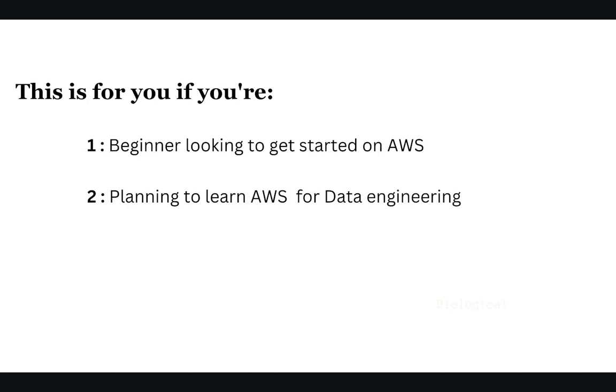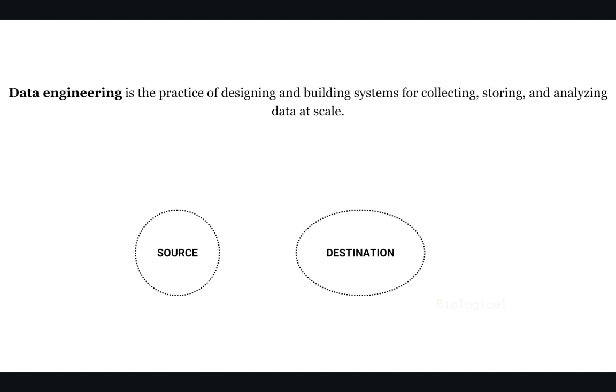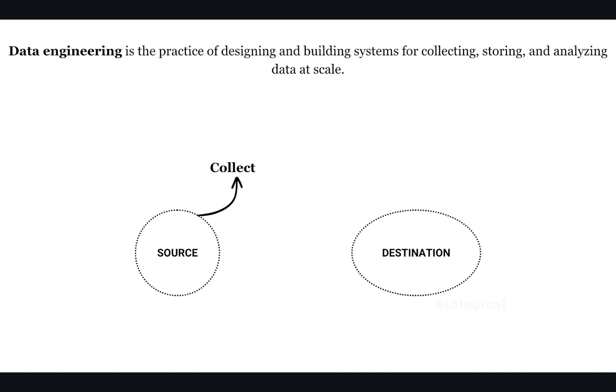So let's begin by understanding the definition of data engineering. In simplest possible words, data engineering is the practice of designing and building systems for collecting, storing, and analyzing data at scale. And this principle applies across the board, regardless of the underlying tech stack or cloud provider. So you collect data from the source, transform the data if need be, and then you store it in the destination system. Once your data is available in the destination system, it can be used for a plethora of purposes such as BI reporting, data analytics, or even data science.